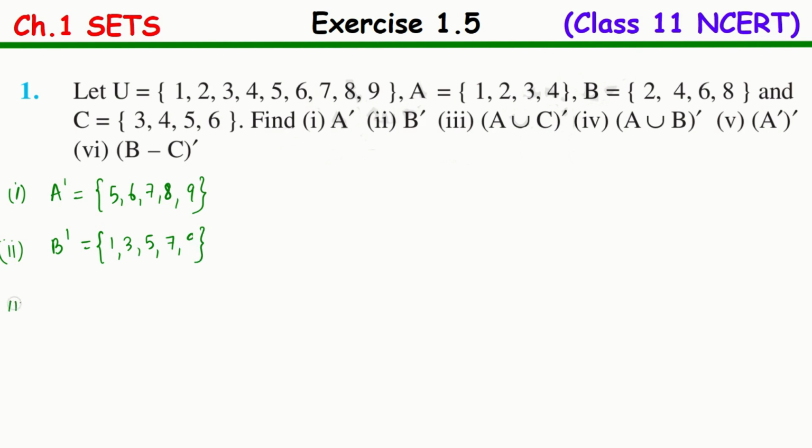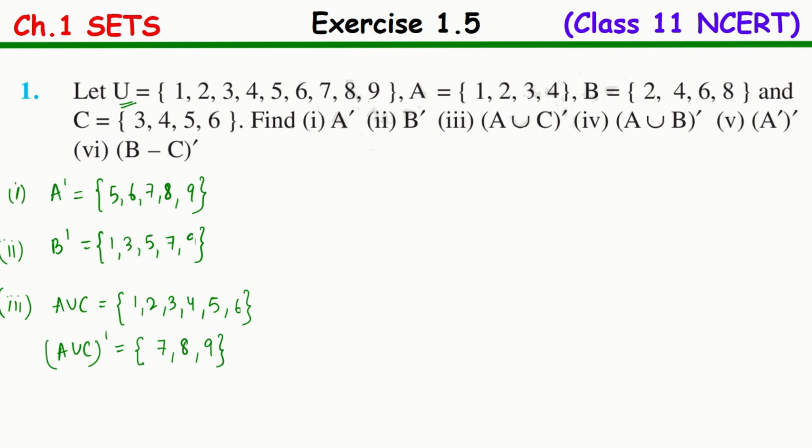For the third part, we have to take (A union C) complement. So let us write A union C first. A union C is written as all the elements of A and all the elements of C: 3, 4 already written, 5 and 6. Now taking its complement, (A union C) complement, what is not present in A union C is 7, 8 and 9. We have to think inside this universal set U only.